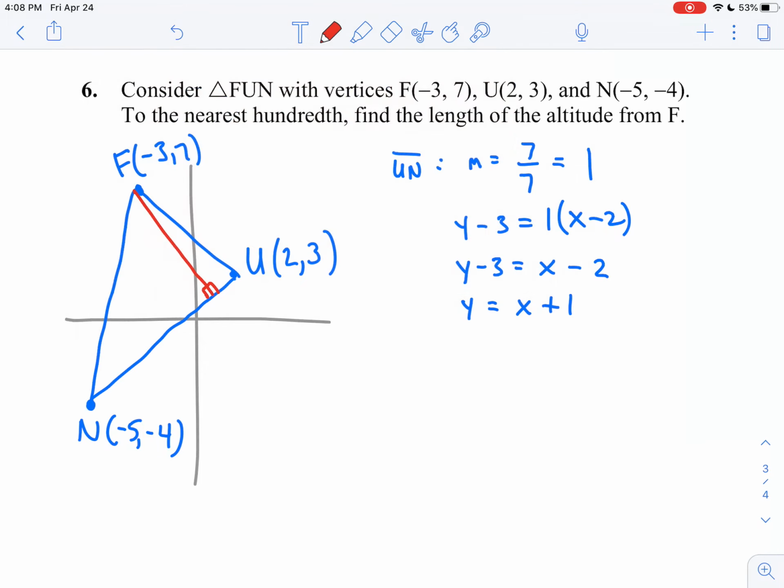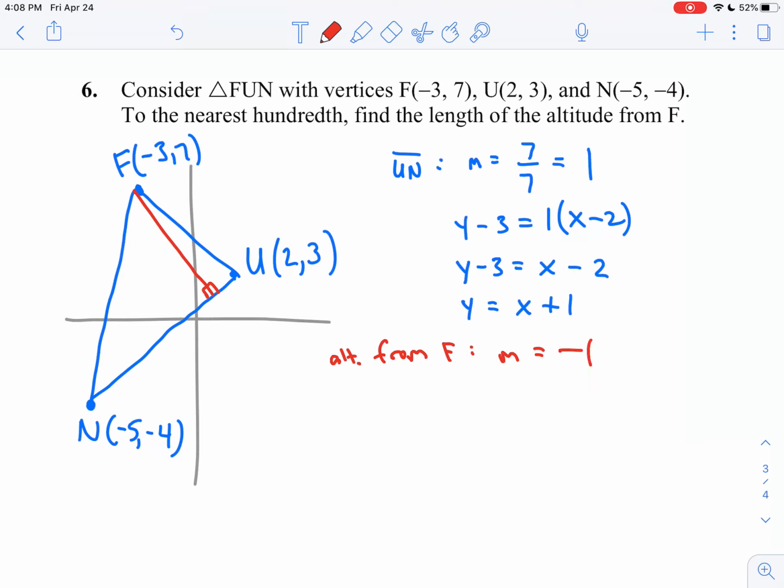And then we also have the altitude from F. So we want to write its equation. Now here's the thing. How do I find its slope? I don't know the point. You're going to say the altitude is perpendicular, so the slope is perpendicular to this slope. So negative 1 is our slope.